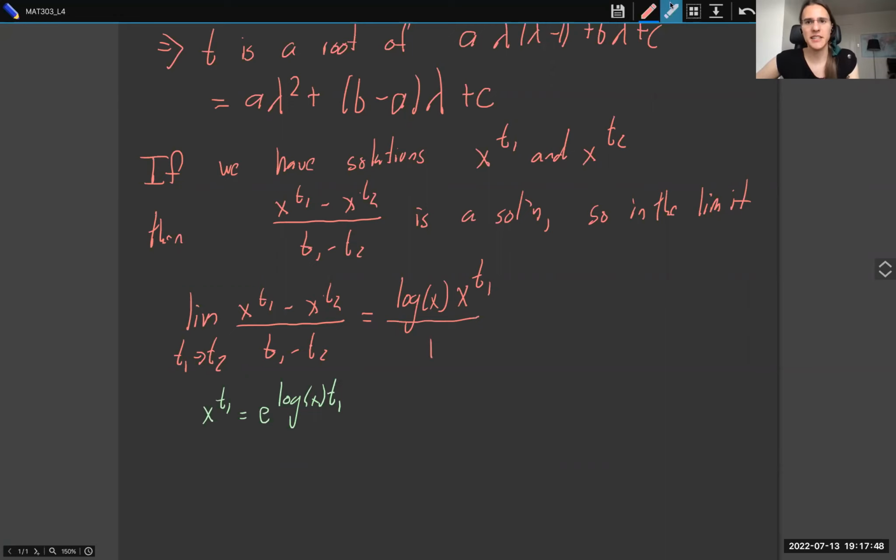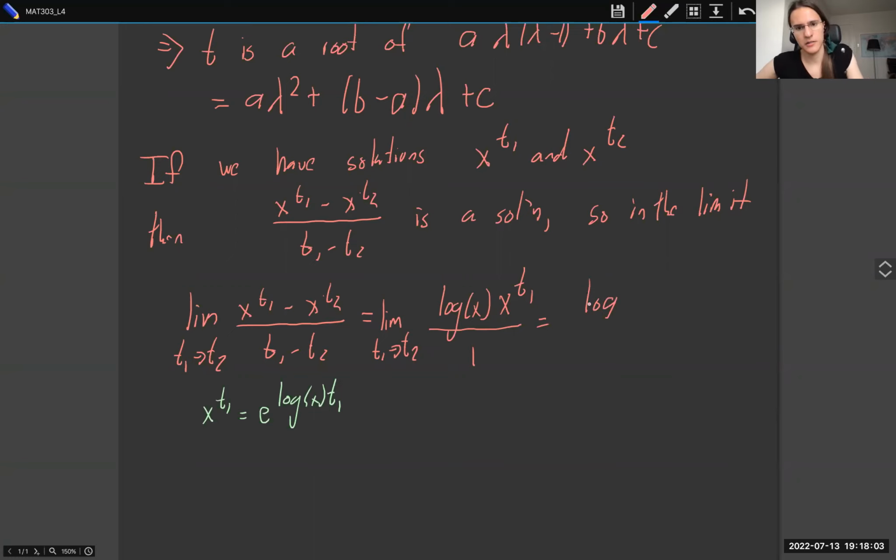I guess, sorry, I need to keep the limits there. It is bad to drop limits before you're ready to drop limits. T1 goes to t2. And now I can just plug it in. So I get log x, x to the t2. So if t2 is my double root, then I should have this as my solution. Now I can check that that's a solution and it's indeed the solution.